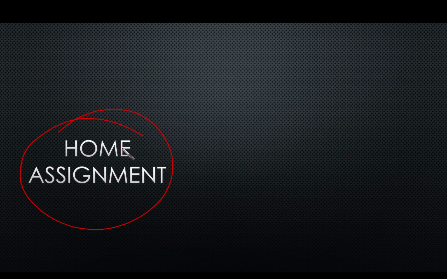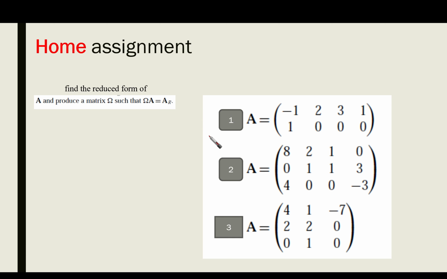These are the problems for the home assignment 1, 2, and 3. Find the reduced form of A and produce a matrix omega such that omega times A equals the reduced form, as we have done in the in-class assignment. You have three problems here.